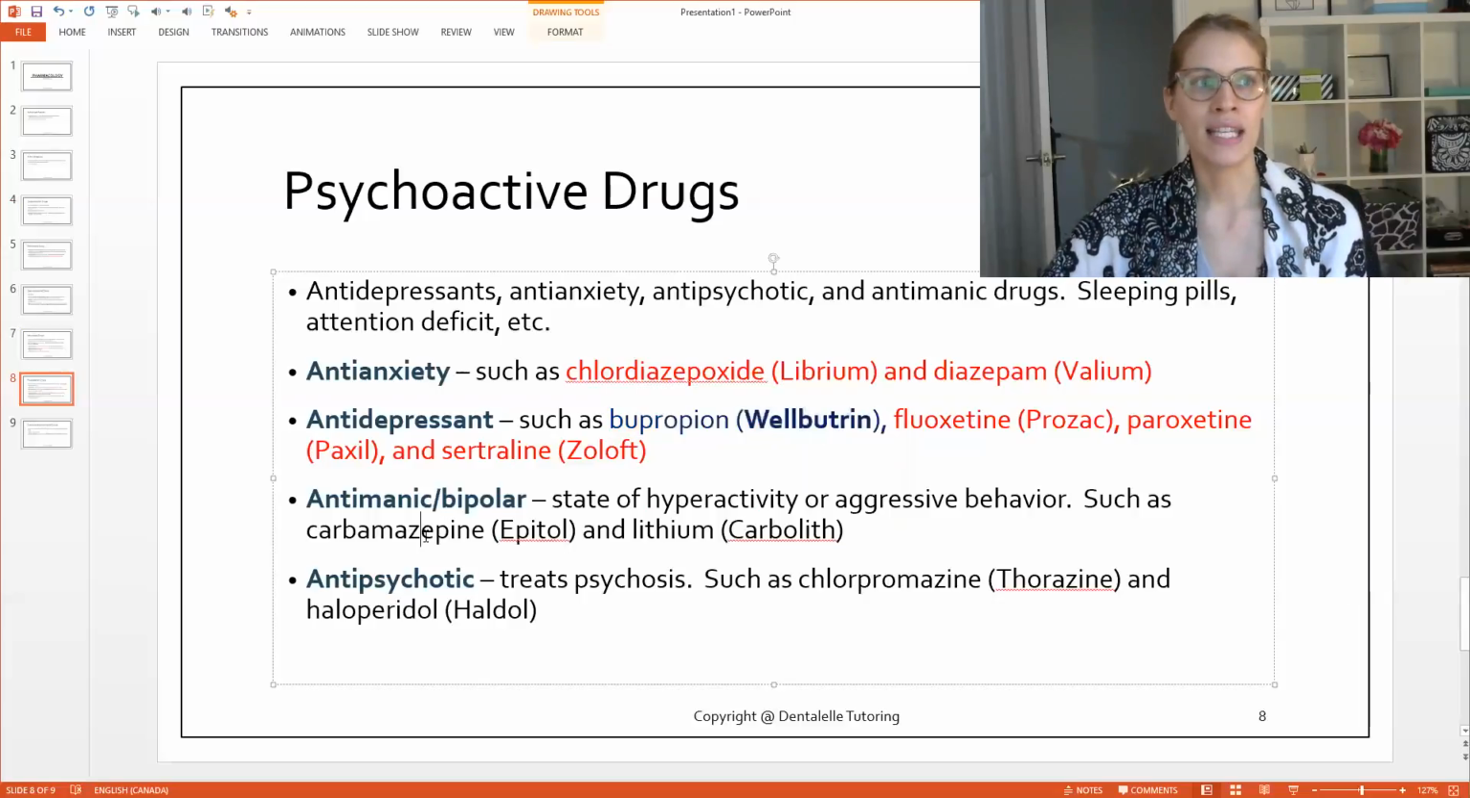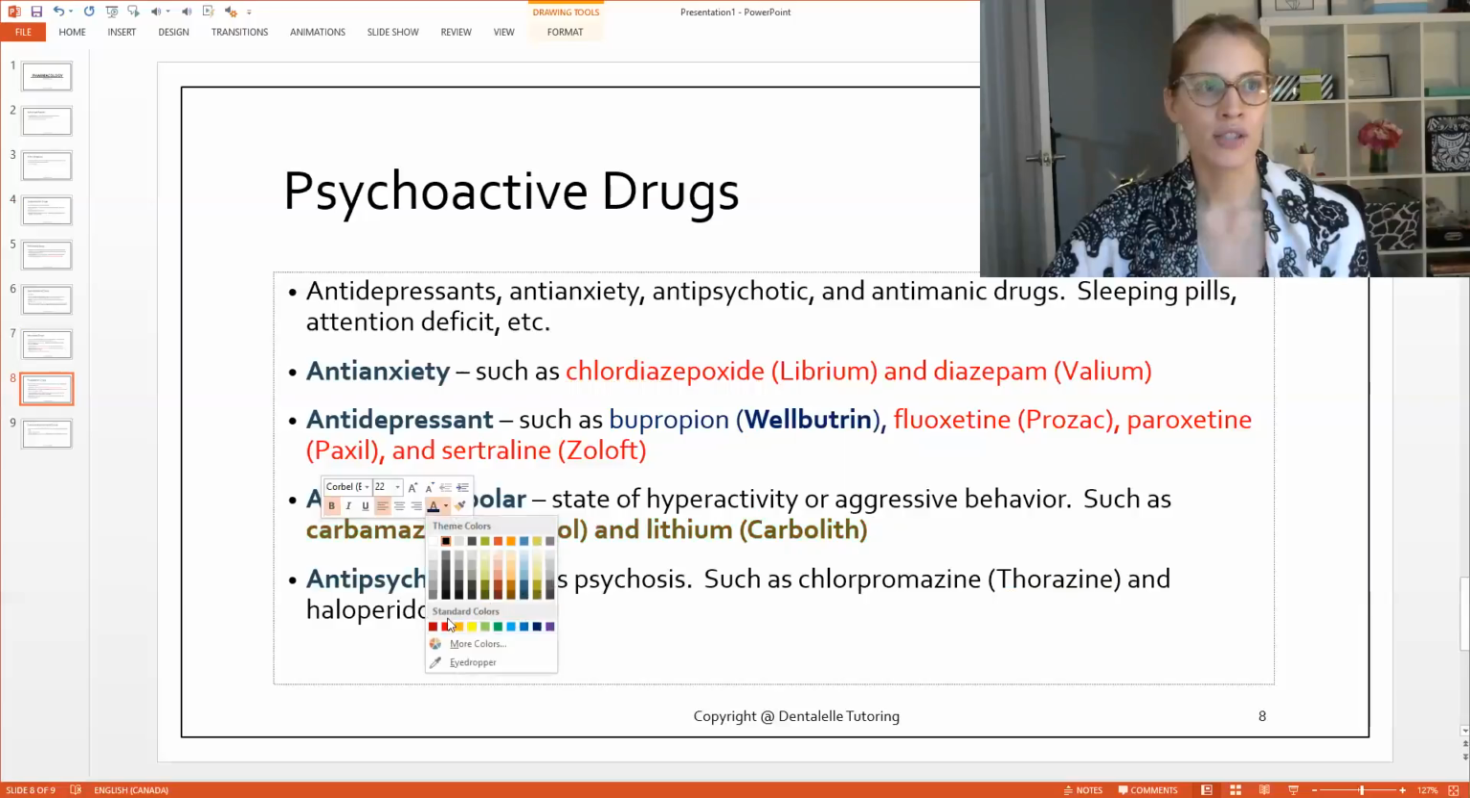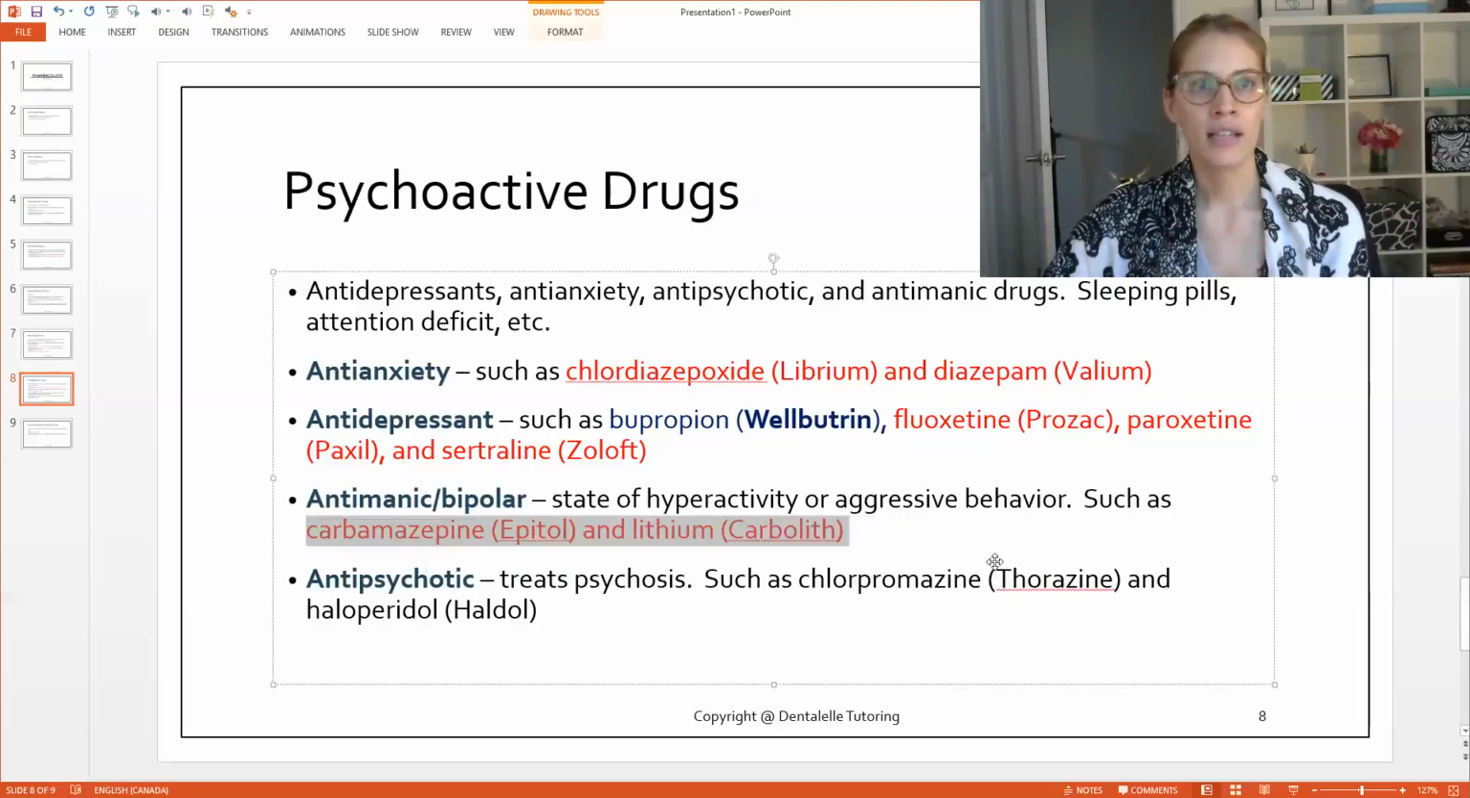Then you have the anti-manic and the bipolar, the up and down. These meds here are the more common. Sorry guys, just changing my color for you. Let me move the video so you guys can see the bottom. And antipsychotic, to treat psychosis.